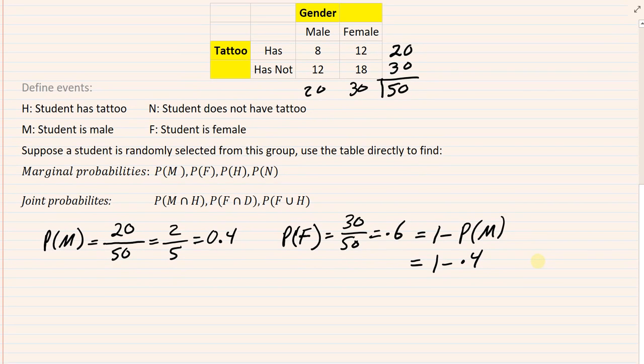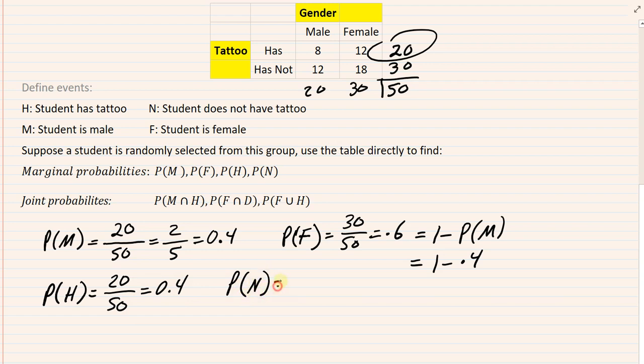The other marginal probability we want is what is the probability the selected student has a tattoo. So that's probability of H, having a tattoo. That's going to be, again, 20 have it. We're looking at the row total now relative to the sample size. So again, coincidentally, 40%. Probability does not have a tattoo, N, and that's going to be 30 out of 50, and again, that's 60%. So this is how we find marginal probabilities.